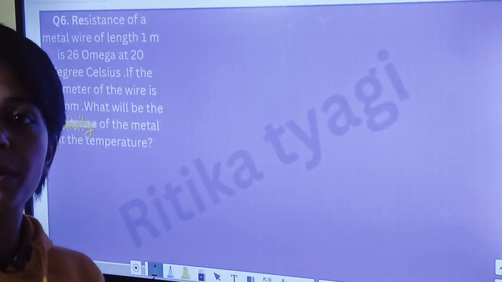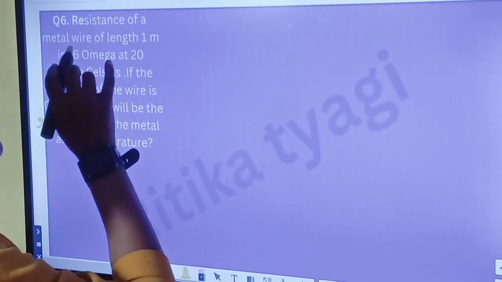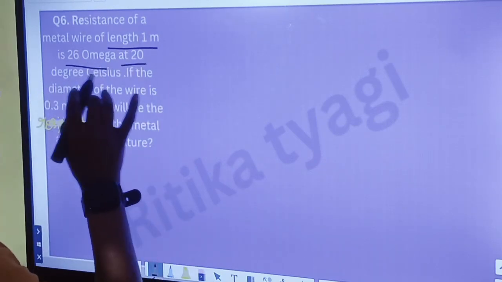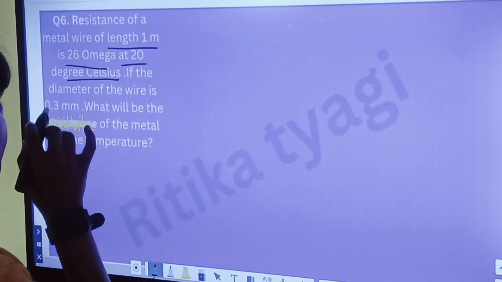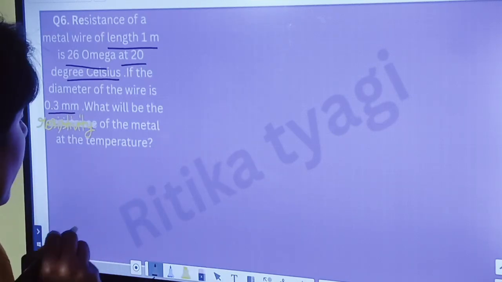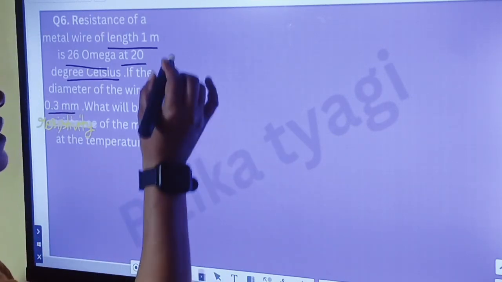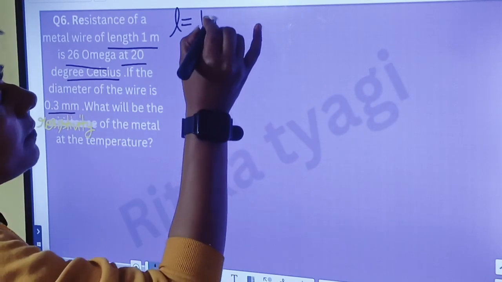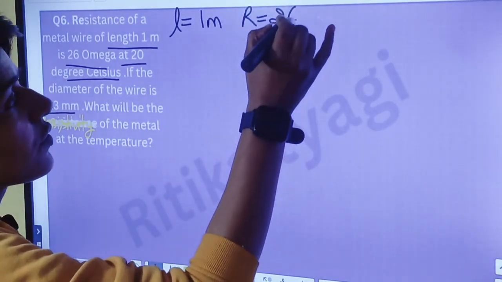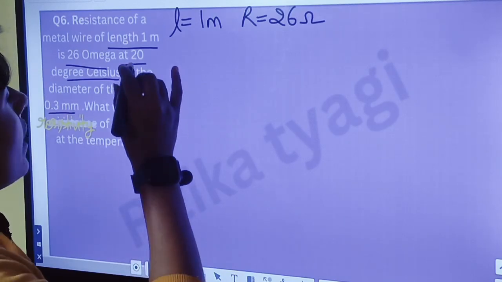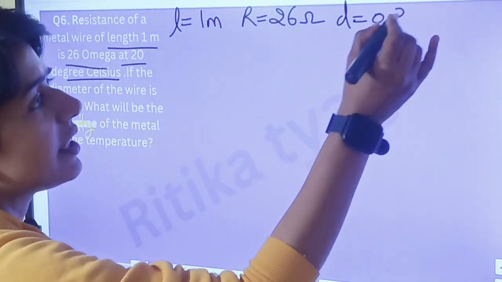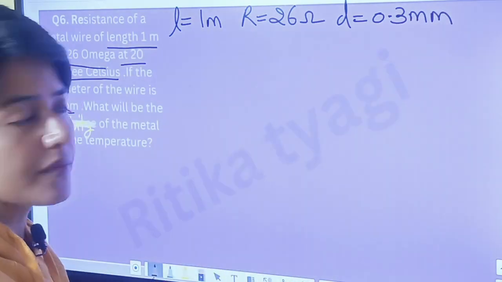Let us solve numerical number 6. Resistance of a metal wire of length 1 meter is 26 ohms at 20 degrees Celsius. If the diameter of the wire is 0.3 mm, what will be the resistivity of the metal at that temperature? Given is the length of wire 1 meter, resistance is 26 ohms, and the diameter is given 0.3 mm.